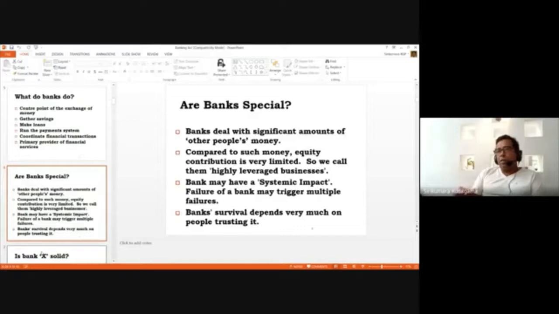Therefore, the people who are doing this particular activity are called financial intermediaries. They are collecting money from one set of participants in the system and channeling that money to certain other set of participants in the economy. By doing so, what they are doing is financial intermediation, financial intermediaries, right?